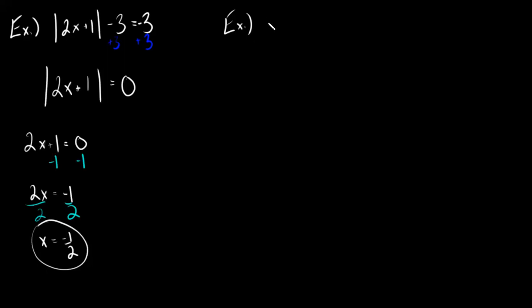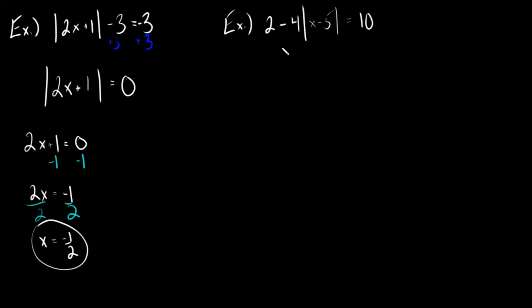So let's say I had 2 minus 4 times the absolute value of x minus 5 is equal to 10. Okay, let's say I have this. All right, now I would isolate the absolute value just like I do in any other problem. Okay, I have to undo any addition or subtraction first.